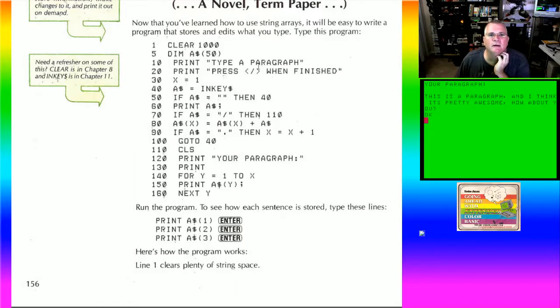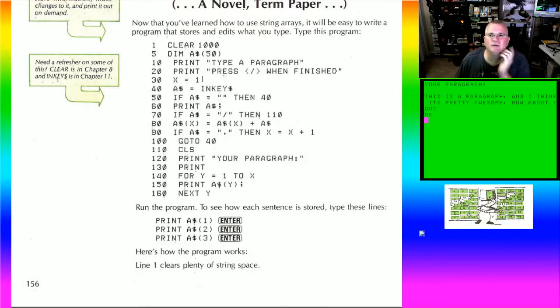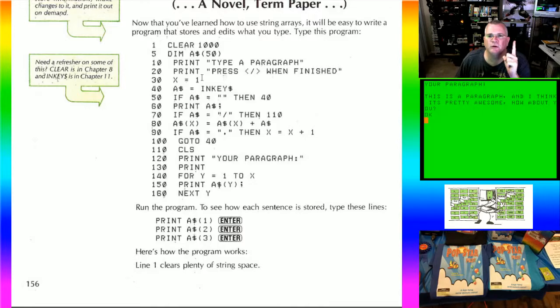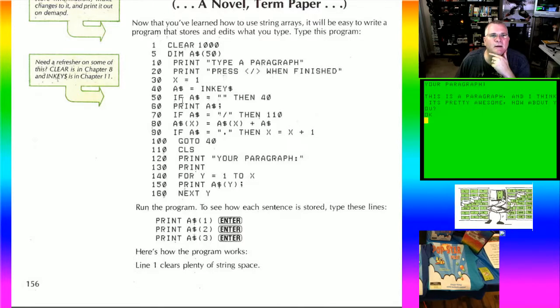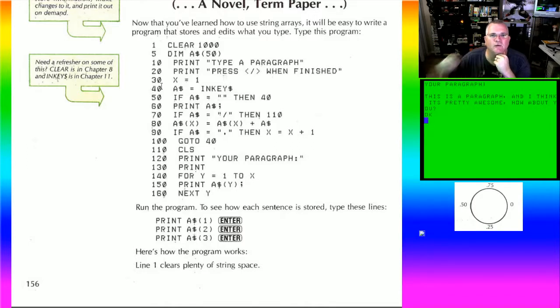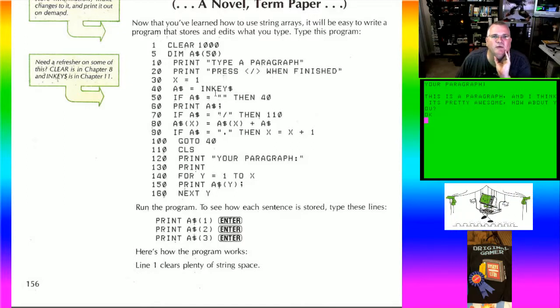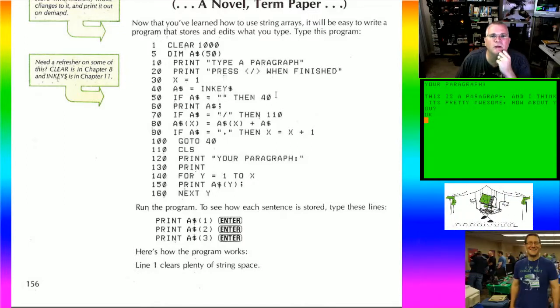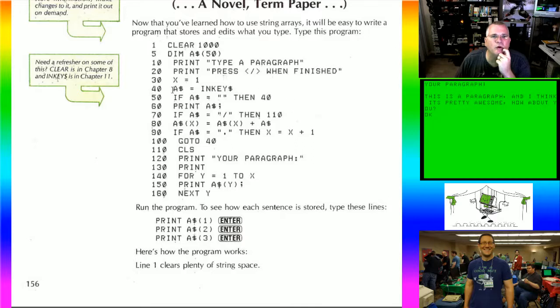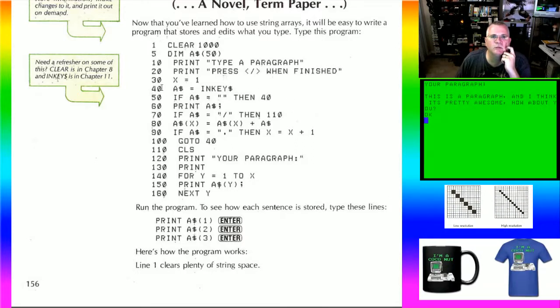We then said, here's our starting message: Type a paragraph, press / when finished. And then I said x equals 1. So we've defined a variable, starting it off at number 1. And then here's my loop starting on line 40. A string equals INKEY string. We're scanning for a key press. Line 50 says if A string equals nothing, double quotes, meaning no key is pressed, then just go back to 40 and keep looping, waiting for us to press a key.